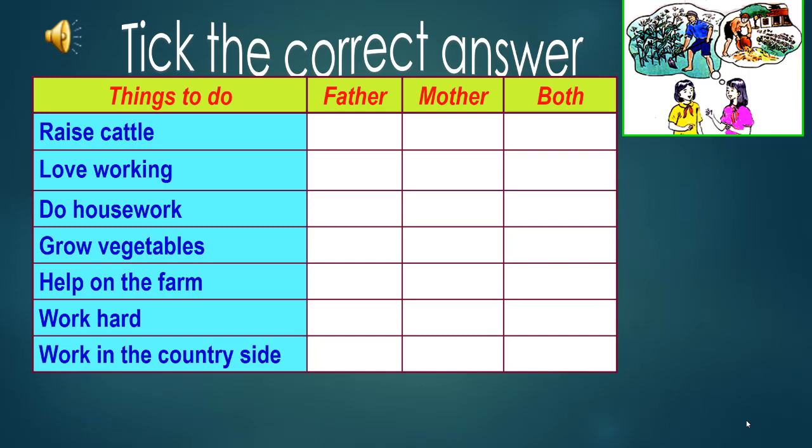Now, look at the tables and tick the correct answer. What things does Hoa's father do? What things does Hoa's mother do? And what things do Hoa's father and mother do? You tick the correct answer. Now, let's check the answers. Father raises cattle. Father grows vegetables. Mother does housework. Mother helps on the farm. Father and mother work hard. Father and mother work in the countryside. Father and mother do housework.